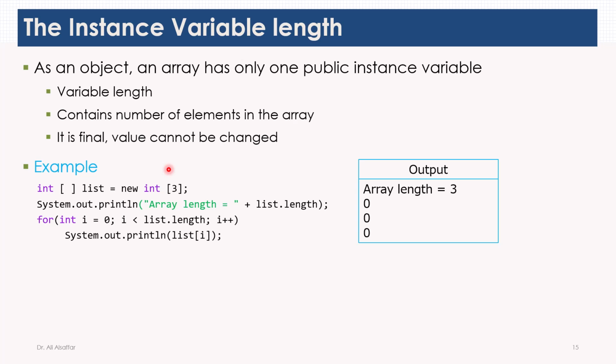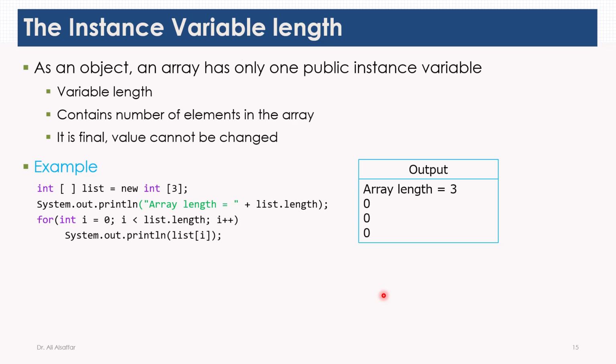Now, in programming, how do you reference the length of an array? You reference the length of the array by the instance variable length. You just write the name of the array followed by a dot, followed by the instance variable length. And here is how to print the length of the array we have just declared in this line. The name of the array is list. Therefore, list.length will give you the size of the array, which is 3.